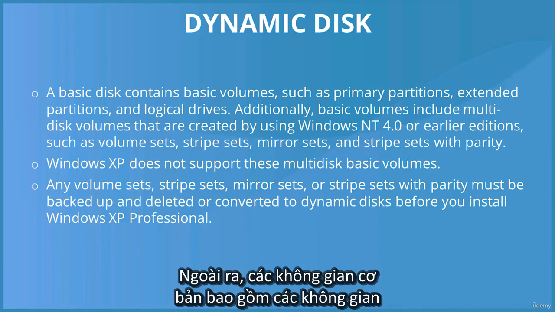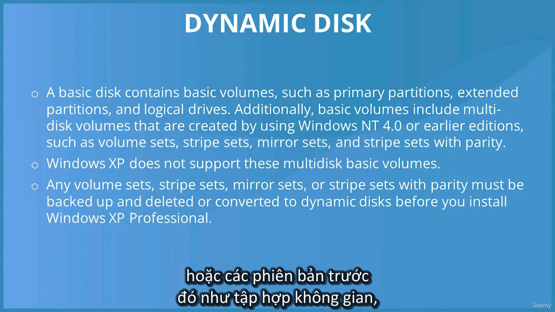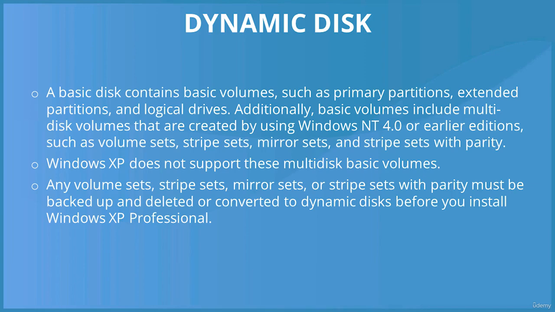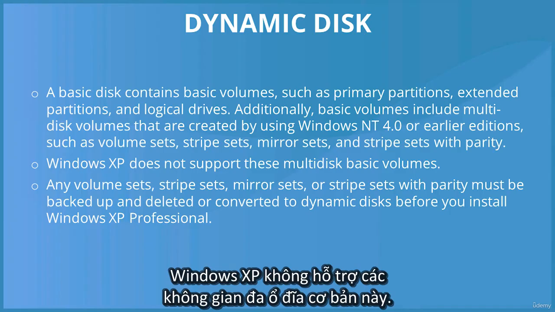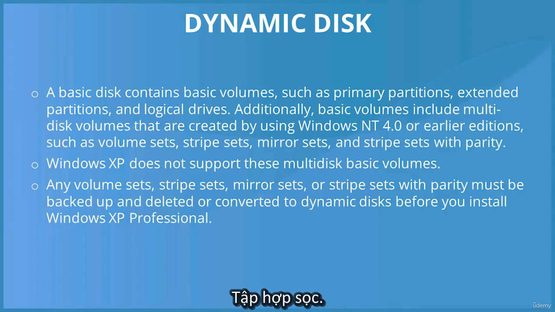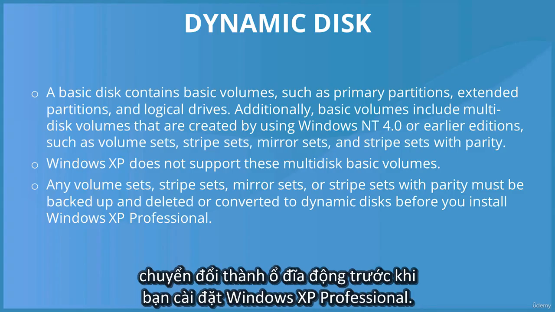Additionally, though, basic volumes include multi-disk volumes that are created by using Windows NT 4.0 or earlier editions, such as volume sets, stripe sets, mirror sets, and stripe sets with parity. Windows XP does not support these multi-disk basic volumes. Now, any volume sets, stripe sets, mirror sets, or stripe sets with parity must be backed up and deleted or converted to dynamic disks before you go and install Windows XP Professional.